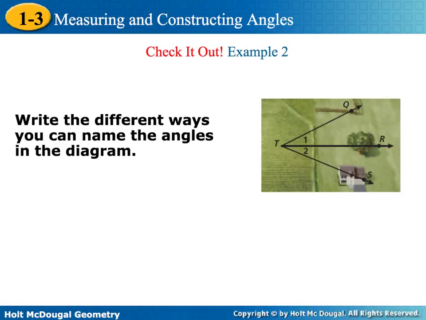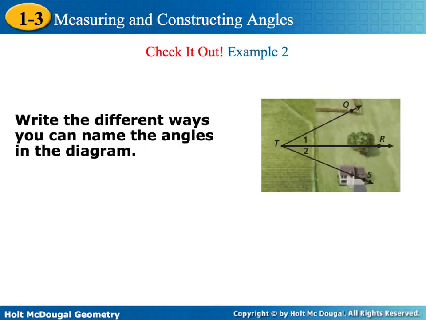Okay, write the different ways you can name the angles. Again, we've got just a story problem, like a picture problem. A surveyor, we've got these two small angles, angle 1 and 2, and then we've got this big angle. So again, if you wrote angle T, I would not know which one you're talking about. T corresponds to this angle here, and this angle here. So first I'm going to address the small angle number 1.